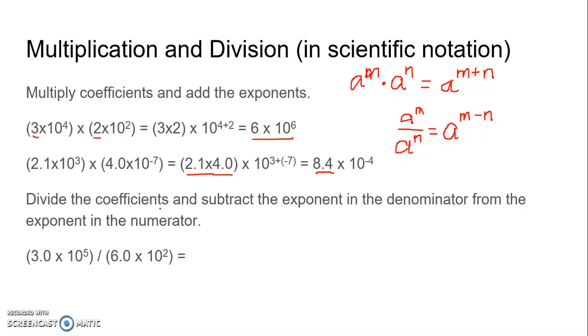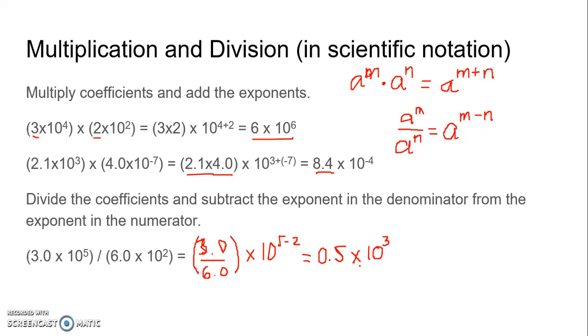Now the same thing with division, because I just have to divide the coefficients. In this case the coefficients are 3 and 6. So I would have 3.0 divided by 6.0, and that is my coefficient. I also handle the powers of 10, and remember here you subtract the exponent in the denominator from the exponent in the numerator. So you would have 5 minus 2. So in this case I would have 3 divided by 6, 0.5, multiplied by 10 raised to the power of 3.